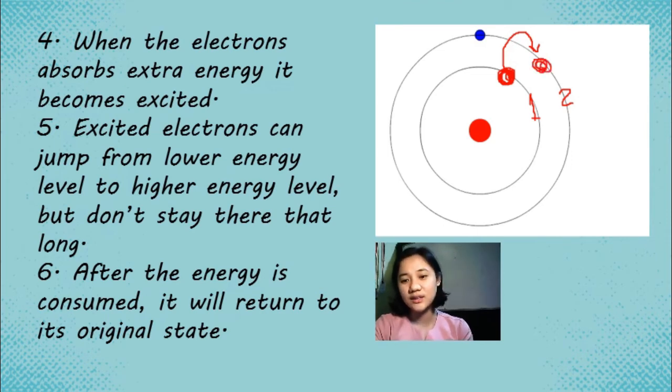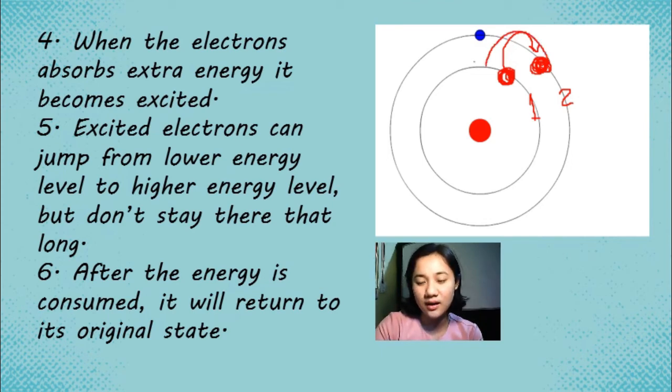But this electron cannot stay there long, because of the extra energy it has. That is the only reason it is there. Once that energy is consumed, it goes back to its original state. So, how do we know it has consumed its extra energy? Once it emits light. It releases light, which means it has consumed its energy. Then it goes back to its original state. That is number 6.